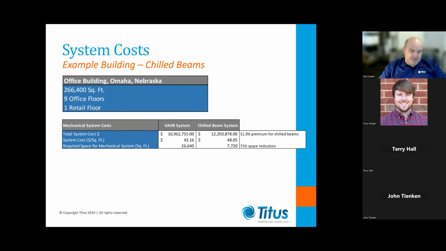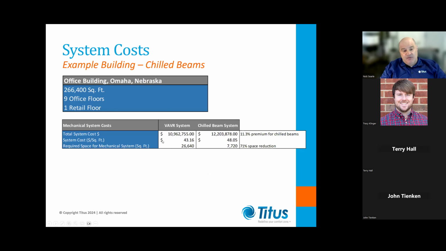So finally, just on cost, before we take any questions here, and again, I'm running out of time, so I've got to be real brief on this, but this is an example of an office building. It was the headquarters for HDR engineers. It's in Omaha, Nebraska, and it's a nine-story office building with one retail floor. And basically what they did was eliminate from the construction an entire floor by using the chill beam system, and that reduced the construction costs dramatically.